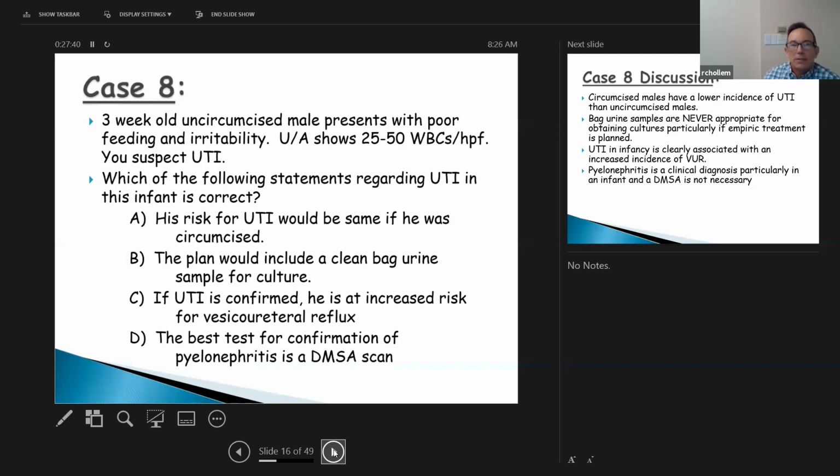All right, a 3-week-old uncircumcised male presents with poor feeding and irritability. You get a urine, it shows 25 to 50 white cells per high powered field. And of course, you suspect urinary tract infection. So which of the following statements regarding UTI in this infant is correct? A, his risk for UTI would be the same if he was circumcised. B, the plan would include a clean bag urine sample for culture. C, if UTI is confirmed, he is at increased risk for vesicoureteral reflux. And D, the best test for confirmation of pyelonephritis in this case is a DMSA scan.